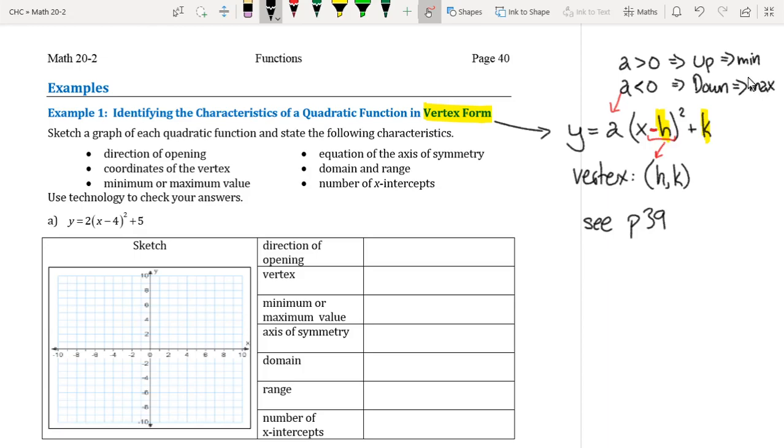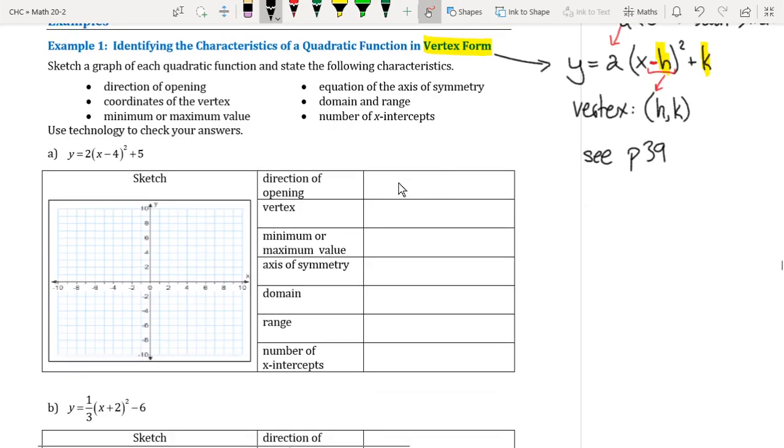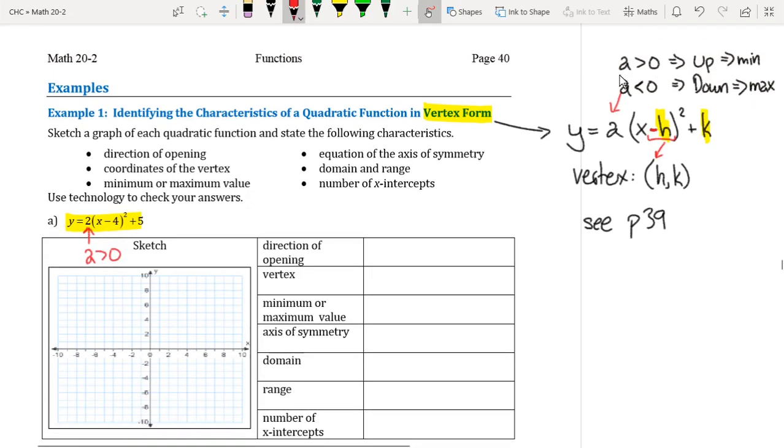All right, so let's move on to this question here. They're giving us a quadratic equation in vertex form right here, and we're going to identify these characteristics without using a calculator. Direction of opening depends on the a. The a here is 2. So this 2 here is our a. A is positive, and we just said up here that if a is positive, the parabola opens up.